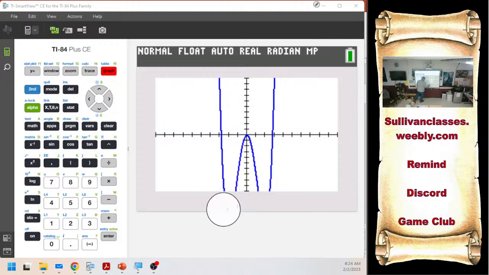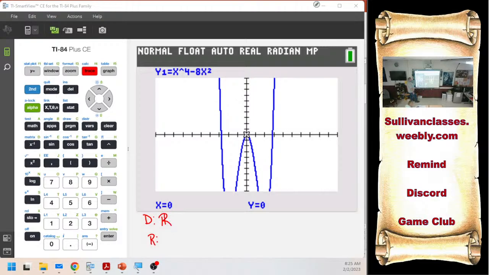But domain boils down to, are there any things in here that are going to break math law? Do I have x on a denominator? Do I have x in an even root? Do I have a logarithm? No. So everybody is allowed to that party. Domain, all real numbers. Range.